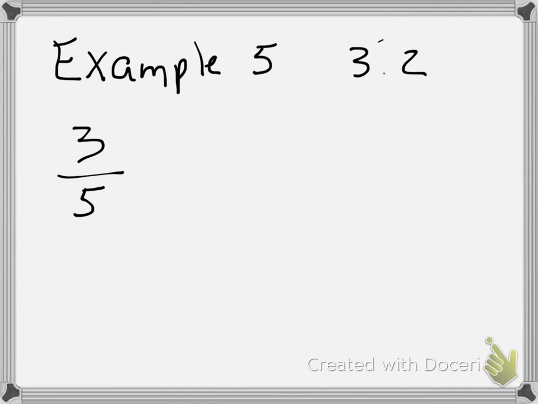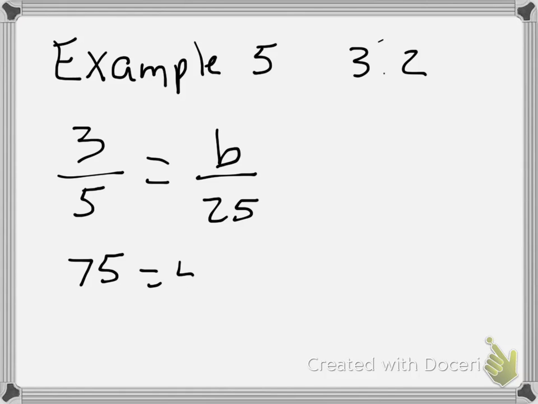So now we're trying to figure out how many total boys we have in the class. Our total is going to be at the bottom here. We have 25 students in the class, and we're looking for the number of boys total in the class. Here we're just going to cross multiply and solve. So 25 times 3 is 75 equals 5b. Then we're going to divide by 5 and get an answer of b equals 15.